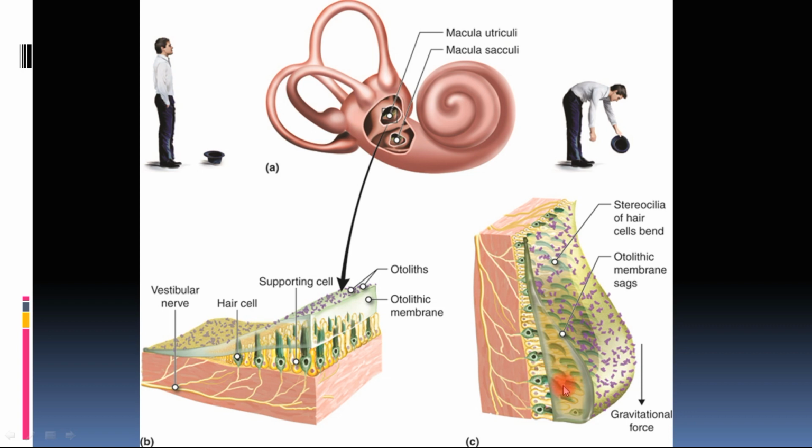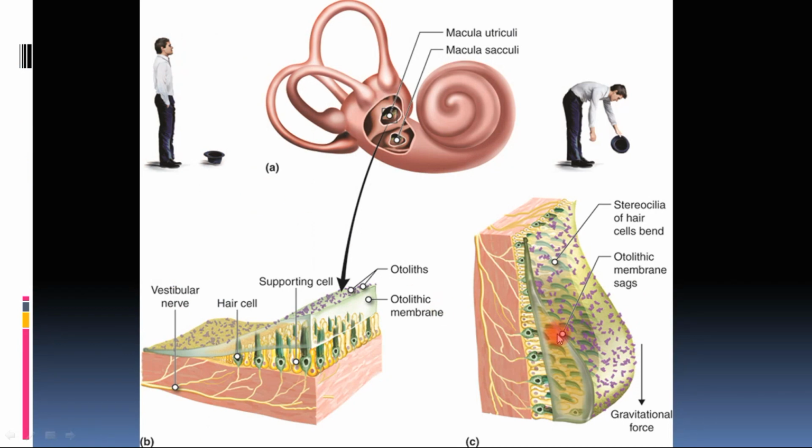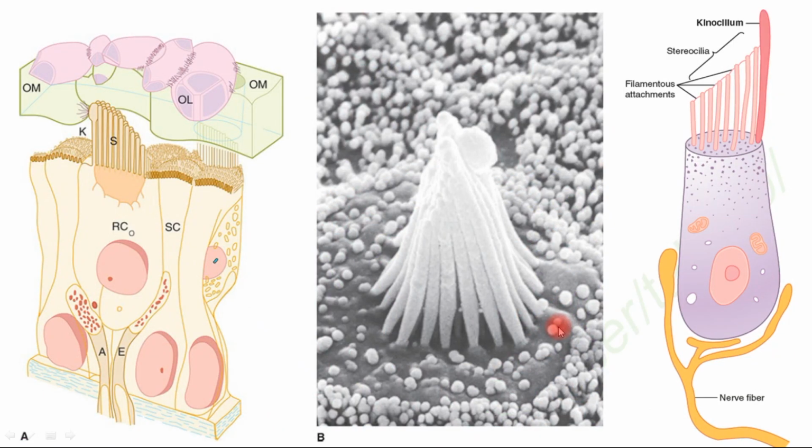So why this bending of cilia is important for the initiation of receptor potential, we have to understand. For that, let us understand what the cilia is, what this hair cell is. When we see, there are individual hair cells here, which are projecting into the gelatinous membrane. So let us take one individual hair cell projecting in the gelatinous membrane, and these are the otolith, and this is the otolith membrane, and the hair cells which are projecting.